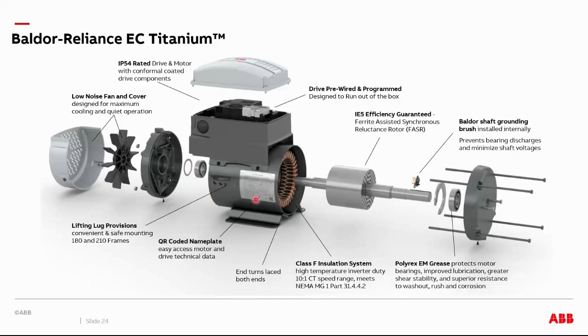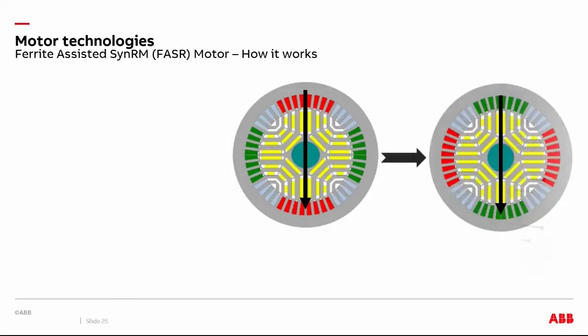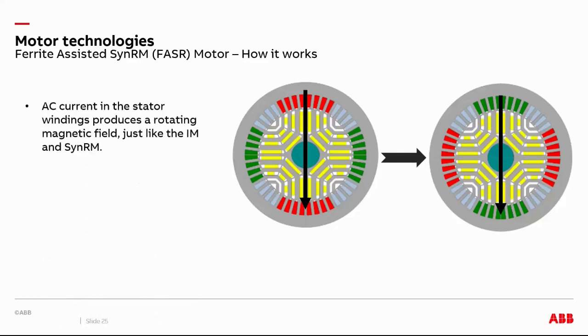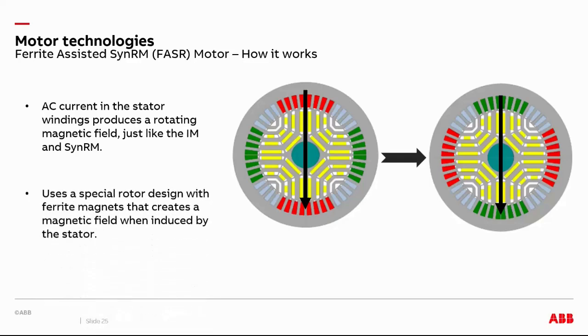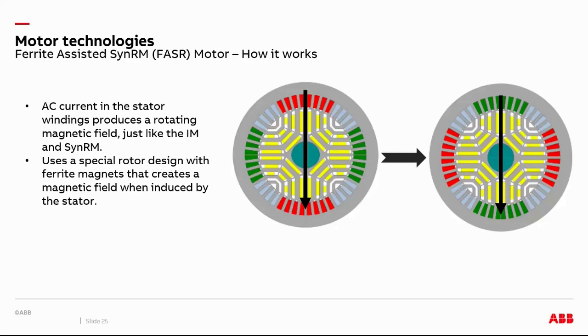Here we have the motor frame. We've got a rotor, we've got a shaft, we have a cooling fan, and the rotor has ferrite magnets embedded in it, and that's what we're going to talk about in this design. So in reality, the FASR motor operates much like the induction motor and SynRM designs. The AC current in the stator windings produces the rotating magnetic field, just like in the induction motor and SynRM motor. The special rotor design uses ferrite magnets that create the magnetic field when induced by the stator.